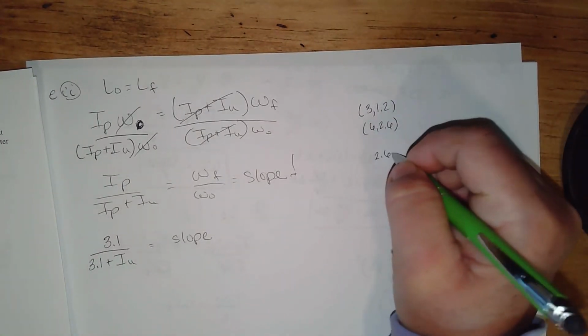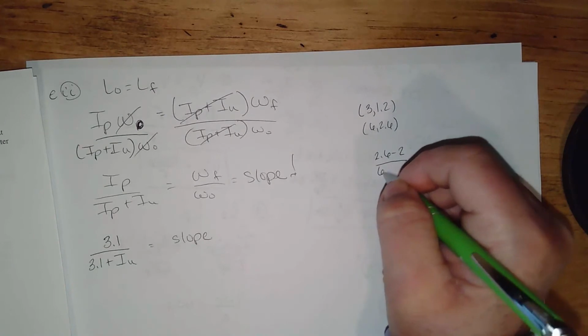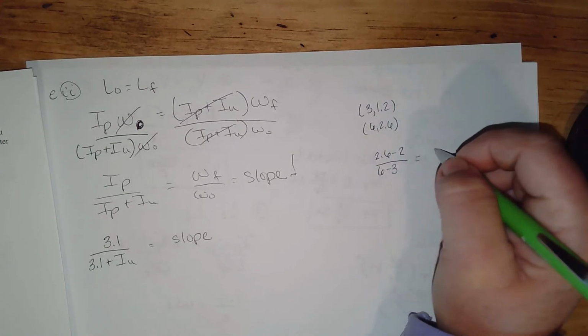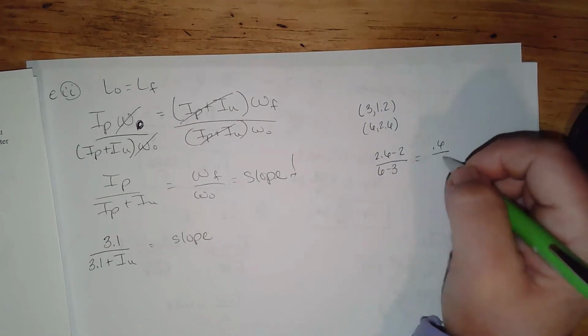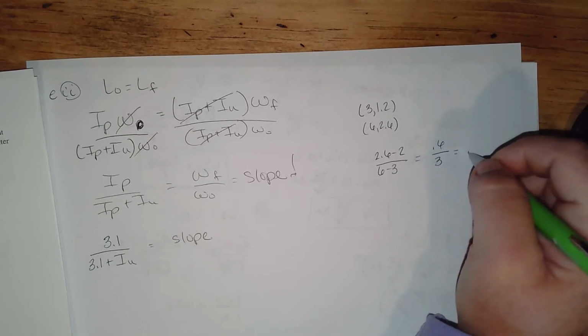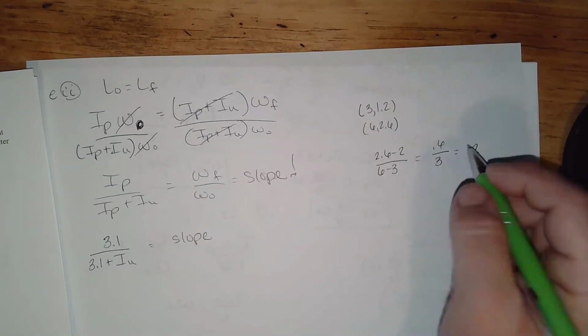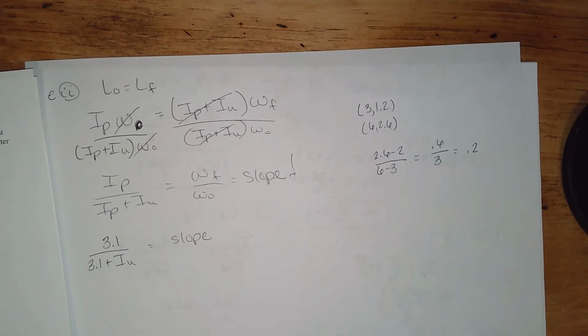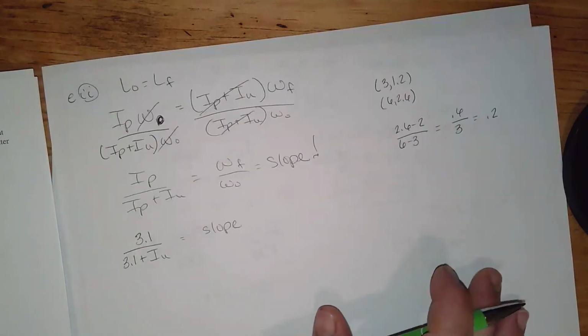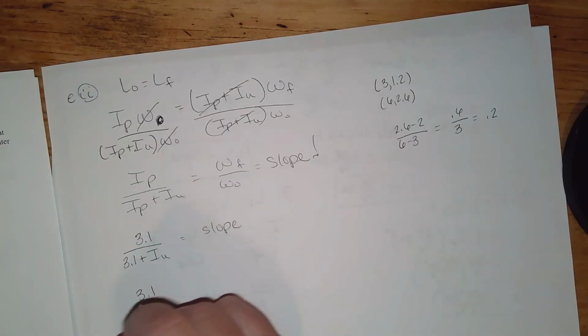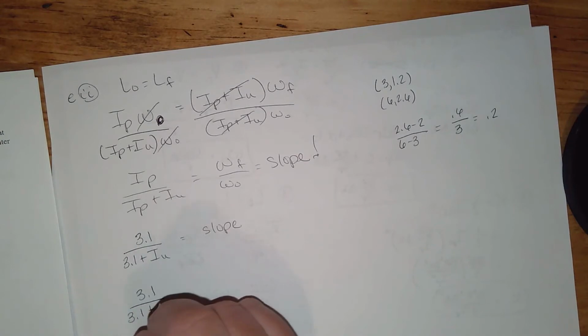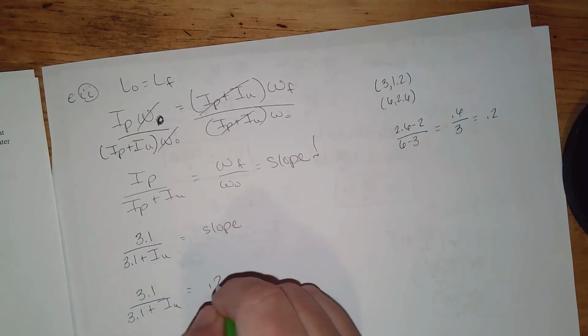So my slope is going to be 2.6 minus 1.2 over 6 minus 3. So that's going to be 0.6 divided by 3. So that's going to be 0.2. So that's my slope. Okay, they're the same units, so they're just going to cancel out and be 0.2. So 3.1 over 3.1 plus IU is equal to 0.2.